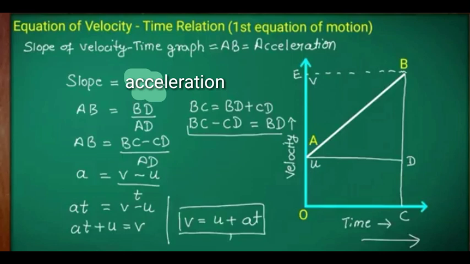To find BD, here we have BC equal to BD plus CD. From that, BD equal to BC minus CD. Now substitute in the formula: BC minus CD upon AD. Here BC is nothing but v, CD is nothing but u. So v minus u upon t. After cross multiplication, at equal to v minus u. From that we get v equal to u plus at.